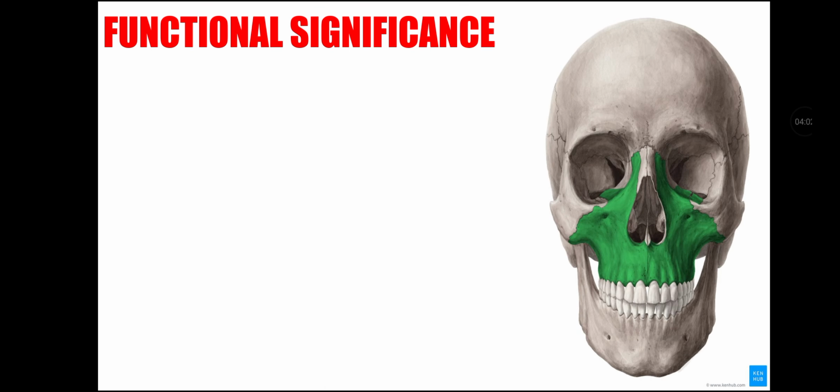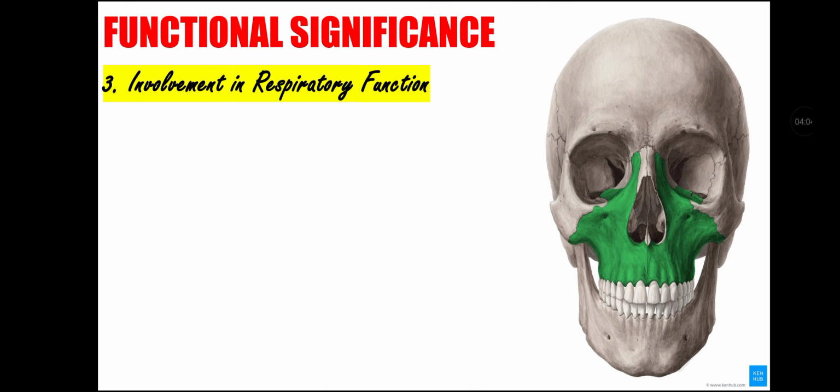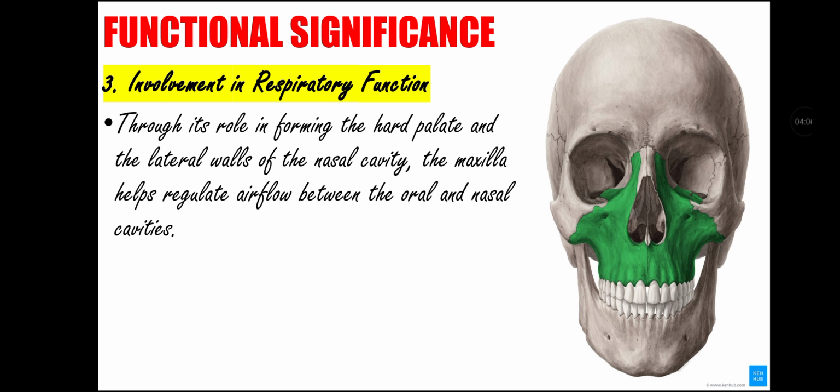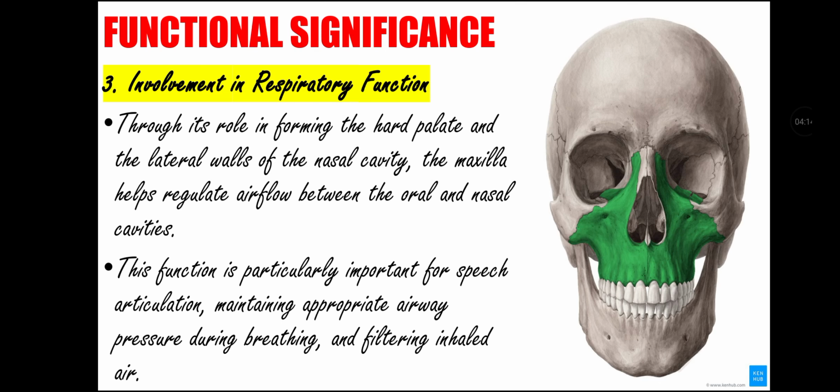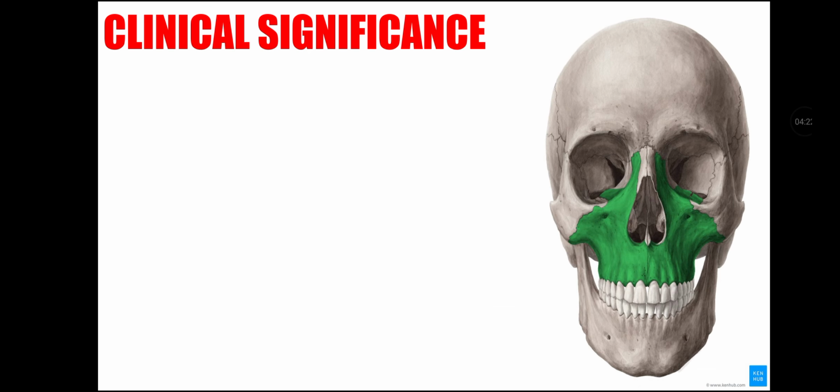Further talking about its functional significance, it is also involved in respiratory function. Through its role in forming the hard palate and lateral wall of the nasal cavity, the maxilla helps regulate airflow between the oral and nasal cavities. This function is particularly important for speech articulation, maintaining appropriate airway pressure during breathing, and filtering inhaled air.